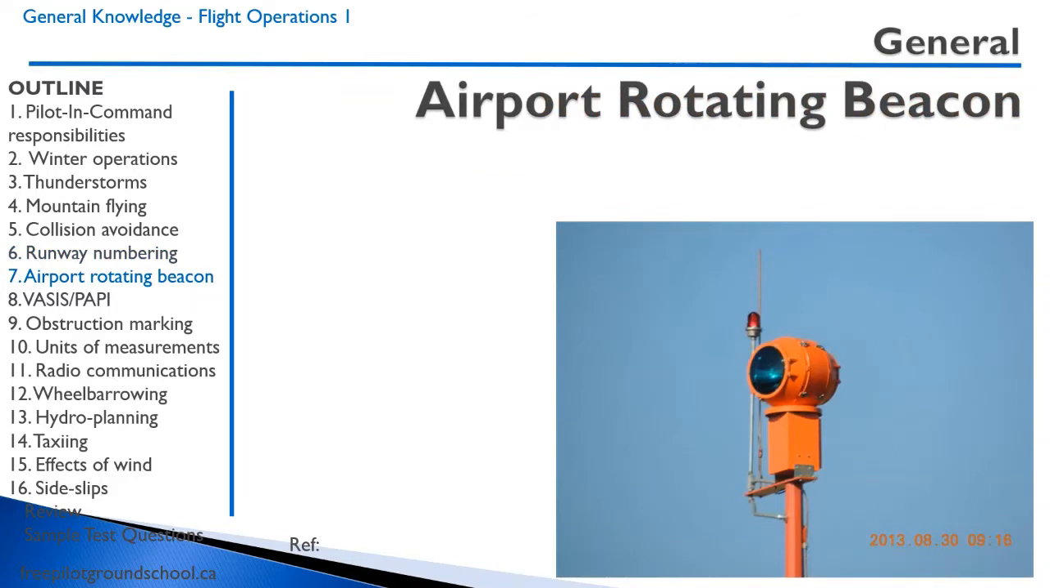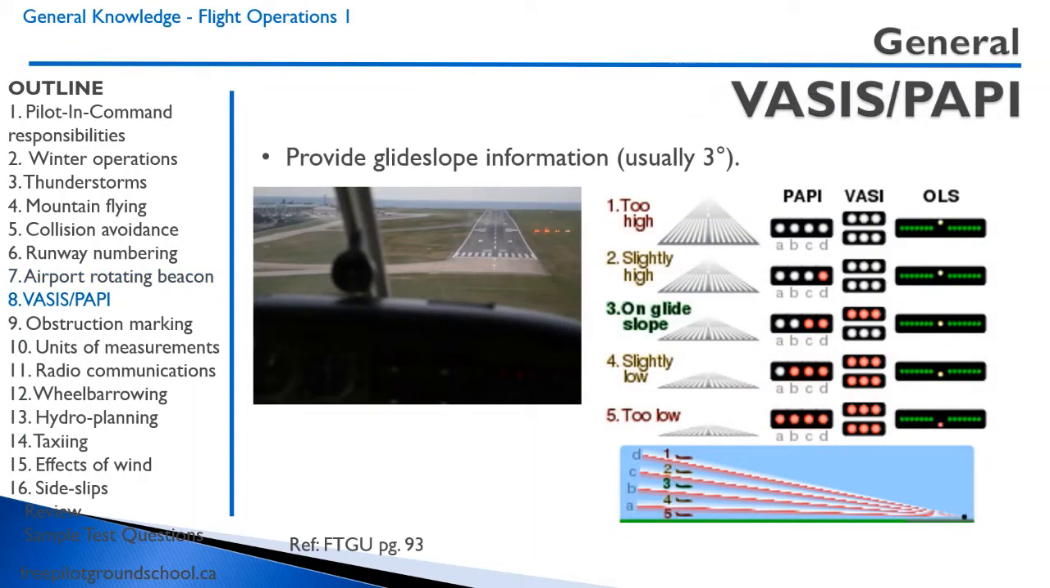Airports usually have what's called a rotating beacon. This is a light on the tower or on its own tower that rotates, usually white, and allows you to find the airport at night. Large aircraft often use what are called VASIs, the Visual Approach Slope Indicator system, or the PAPI, the Precision Approach Path Indicator, to determine whether they're high or low on approach.